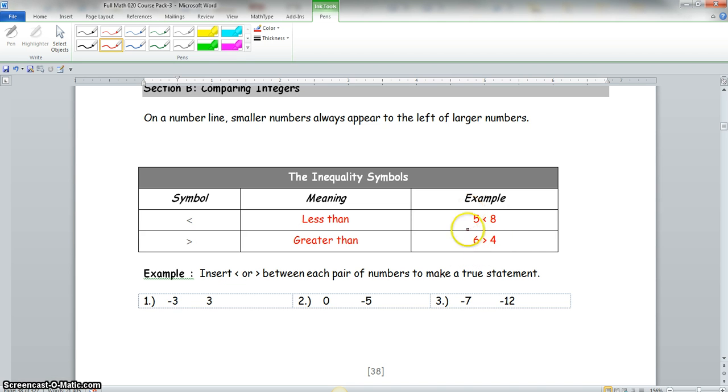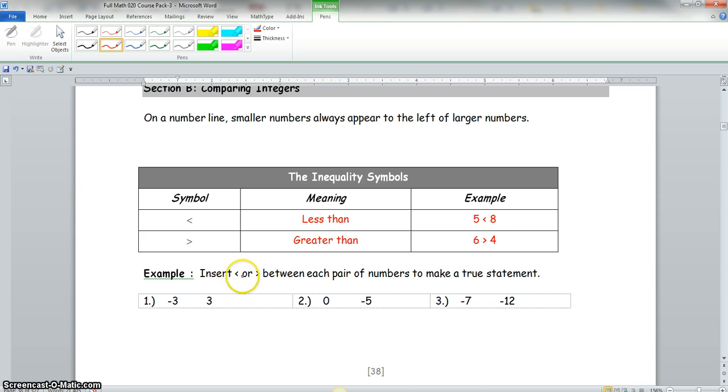Now if you cannot remember this, what you can remember is this here. The inequality symbol points to the lower number. If you notice, this is pointing to the 5 and this is pointing to the 4, and you notice that these two are the lower numbers of this inequality.